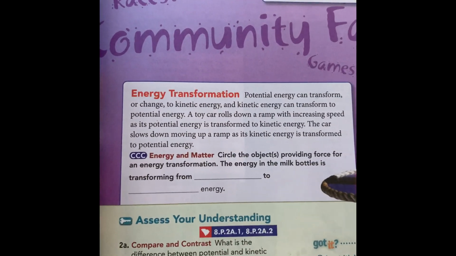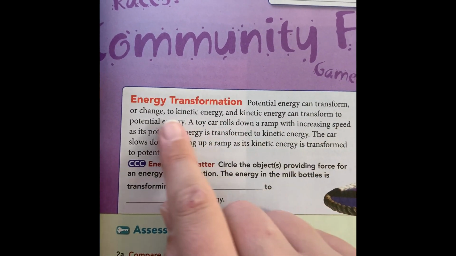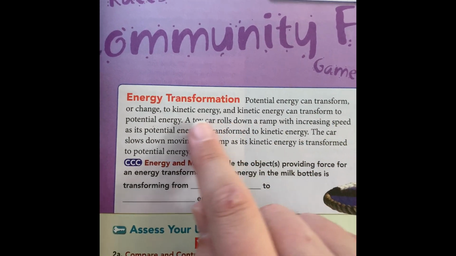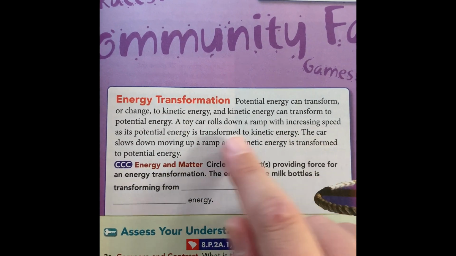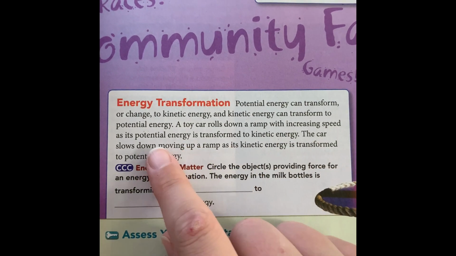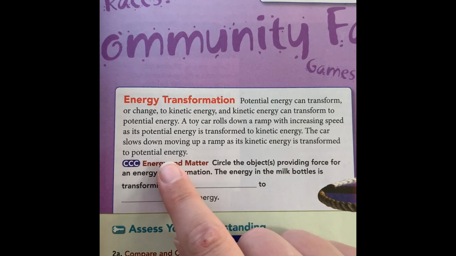All right, and then the last one is energy transformation. So potential energy can transform or change to kinetic energy, and kinetic energy can transform to potential energy. A toy car rolls down a ramp with increasing speed as its potential energy is transformed to kinetic energy. The car slows down, moving up a ramp, as its kinetic energy is transformed to potential energy.